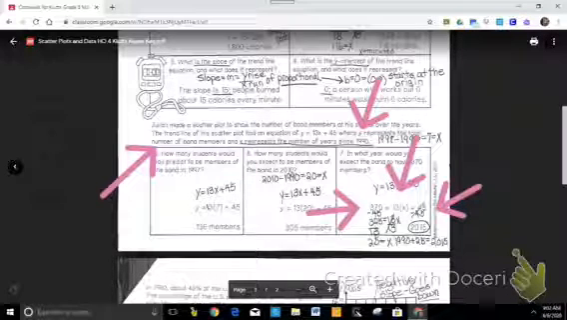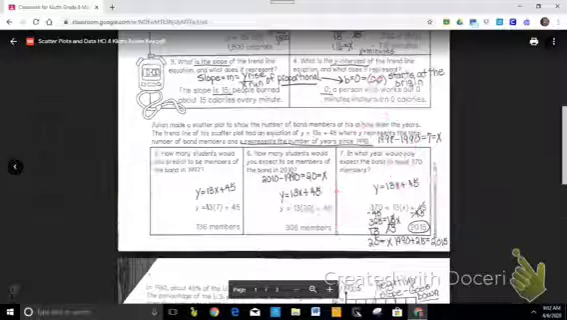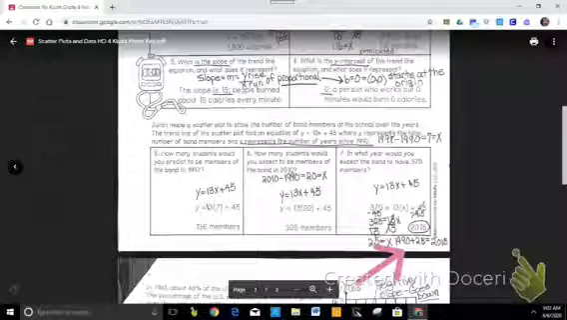25 equals x. But it didn't ask me how many years it was. It said in what year. So if it's been 25 years since 1990, I have to take my 25 and add it to 1990 to get 2015. I predict there will be 370 members in the band.